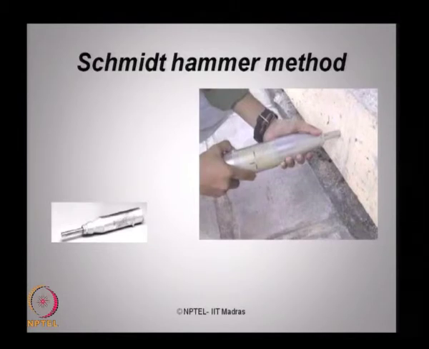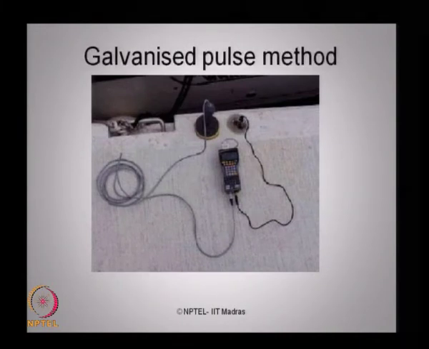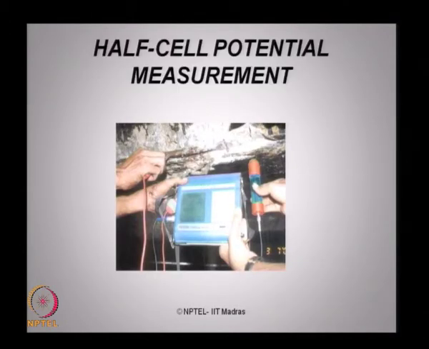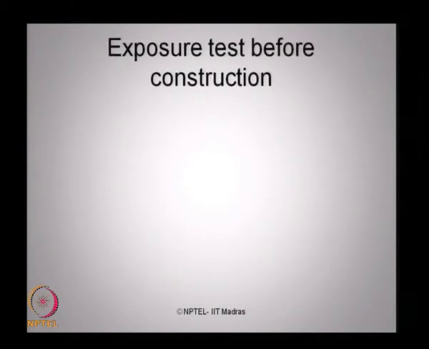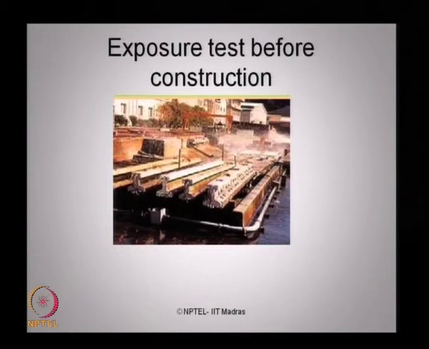The Schmidt hammer method, I am sure civil engineers and structural engineers have heard about and used. It is a very simple piece of equipment which tells me the strength on the surface essentially. The galvanostatic pulse method is another technique which can be used to identify the strength of concrete. Half-cell potential measurement talks about the penetration of chlorides, which is responsible for corrosion of reinforcement. And of course, the exposure test before construction is a very practical method by which I try to keep concrete members in the same environment as they will be subjected to in due course of time.